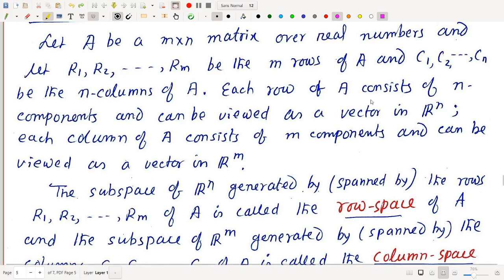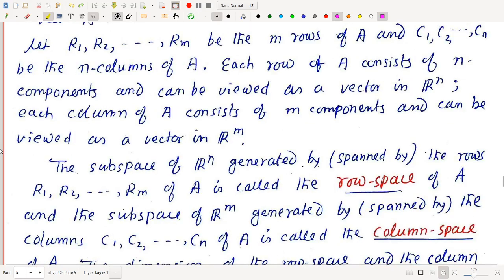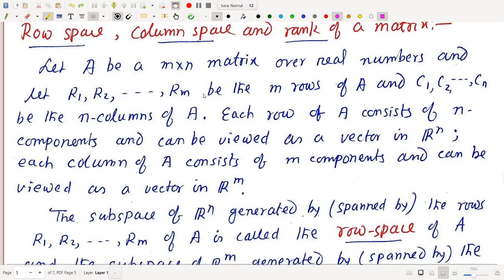Now each row of A consists of n components, since it is an m by n matrix. So every row contains n components and can be viewed as a vector in R^n. Similarly, each column of A consists of m components because there are m rows, so every column can be viewed as a vector in R^m. That means the m rows are vectors in R^n and the n columns are vectors in R^m.